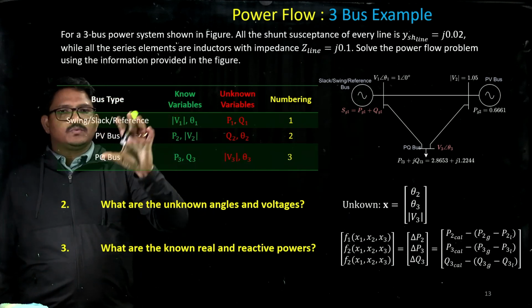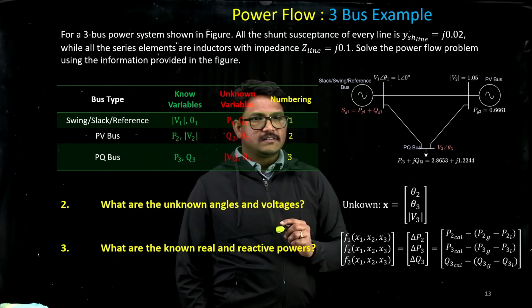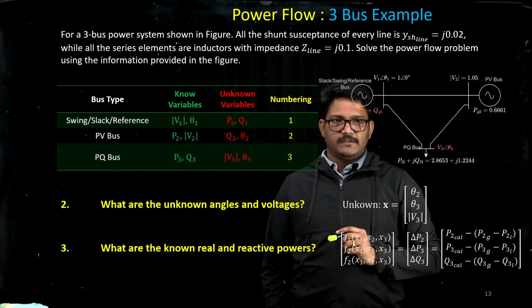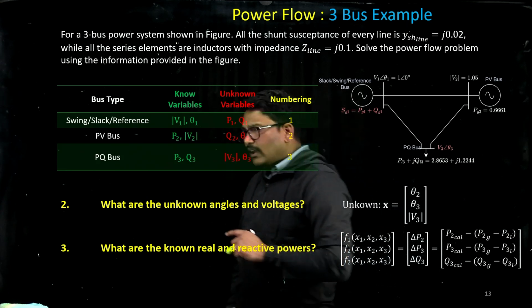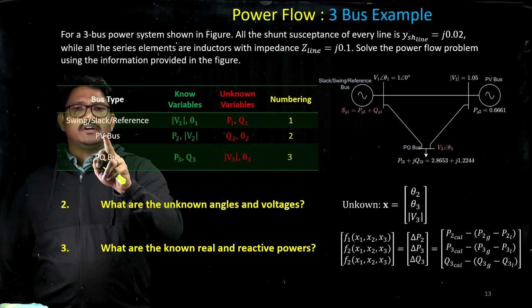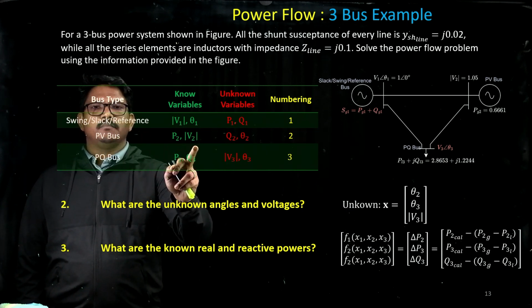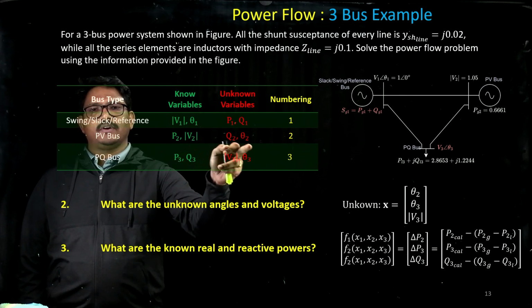Now, this is the way you need to figure out, first of all, in the given system, where your reference bus or slack bus is, and then what the PV buses are. In the case of all PV buses, the general thing is that you know the values of the real power and voltage, but you do not know the values of the reactive power and angle.